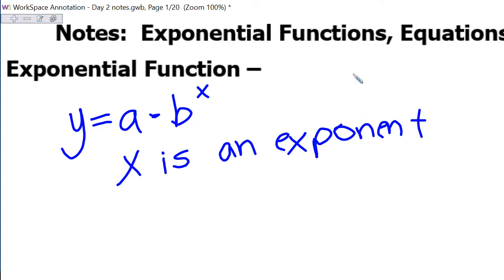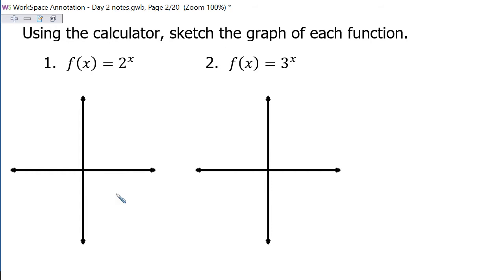Now, we have 4 functions that are exponential that we need to graph. Looking at problem number 1, it says to use the calculator to sketch the graph. When we're sketching a graph, we're not going to plot point by point. We're just going to look at the calculator screen and sketch what it looks like on our graph. Number 1, we have f of x equals 2 to the x power. Is x an exponent? Yes, so that one is exponential.